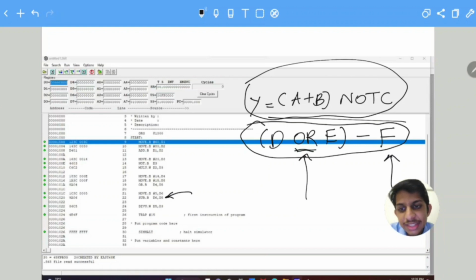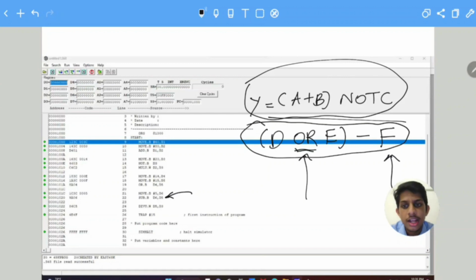So we use divu.W. W means word, the size of the data. D5,D3. It means the data in D3 will be divided by the data in D5. Lastly, once we run the program, we can solve the solution.